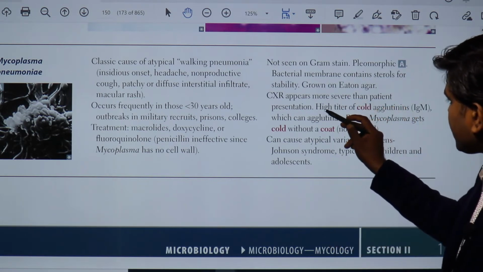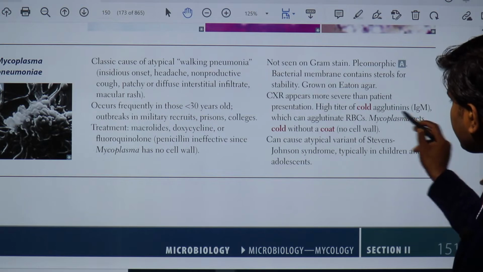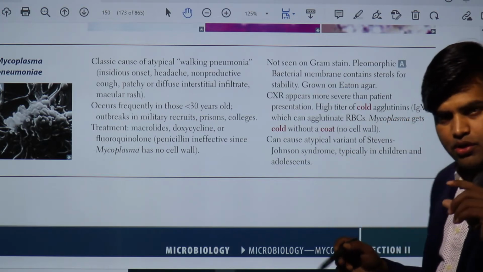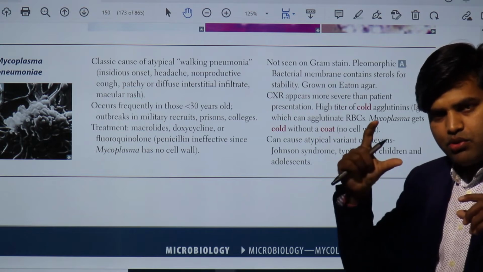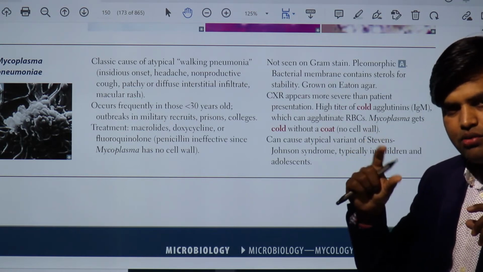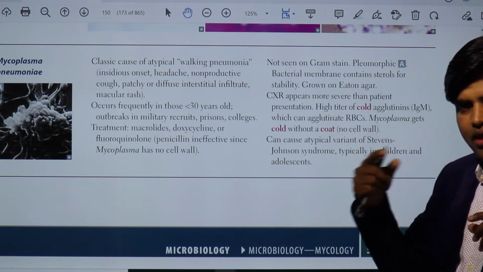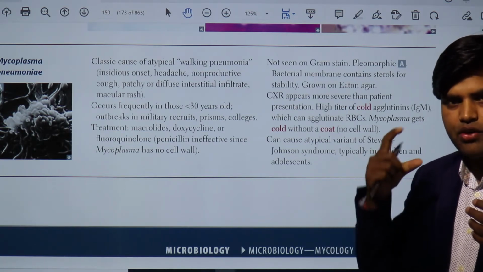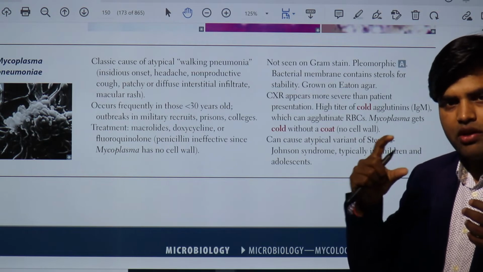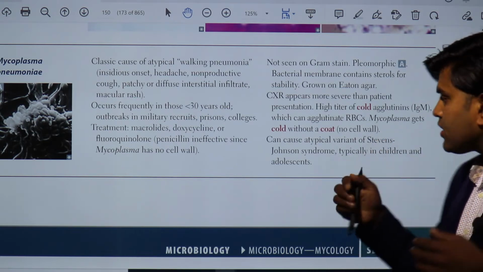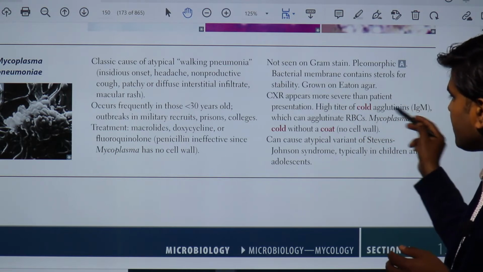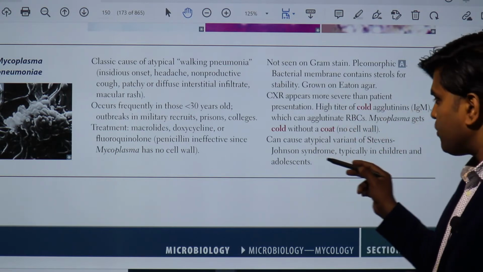One of the tests we can do is for a high titer of cold agglutinins, that is IgM, which can agglutinate RBCs. If you take that person's blood in a blood tube or vacuum tube and put it in a cold environment, what happens? The cold agglutinins will agglutinate all the RBCs on the surface of your blood collection vial or vacuum tube. That is called cold agglutination. It can be done to demonstrate the cold agglutinin IgM antibody of Mycoplasma pneumoniae.